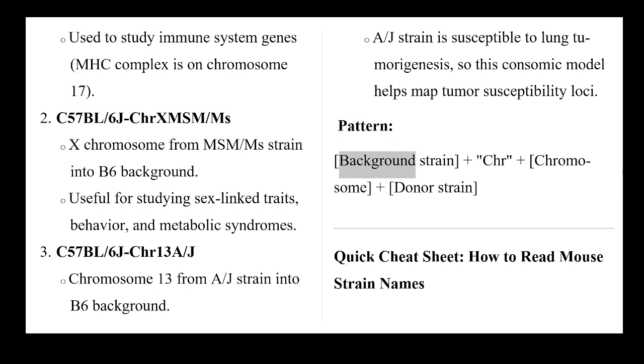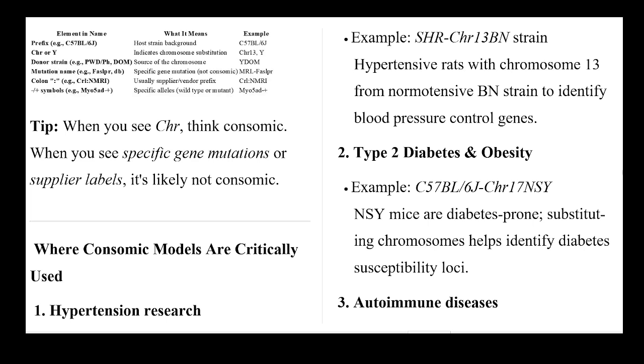Pattern: background strain plus CHR plus chromosome plus donor strain. Quick cheat sheet: how to read mouse strain names. Tip: when you see CHR, think consomic. When you see specific gene mutations or supplier labels, it's likely not consomic. Where consomic models are critically used.